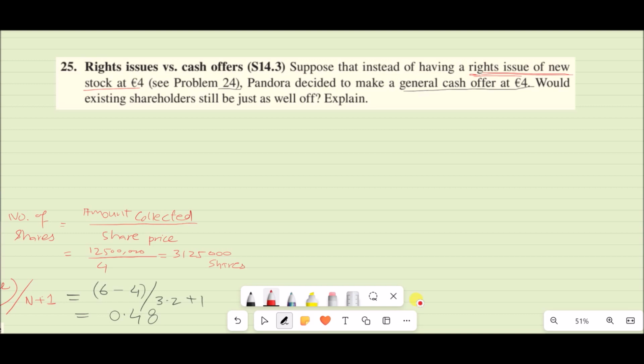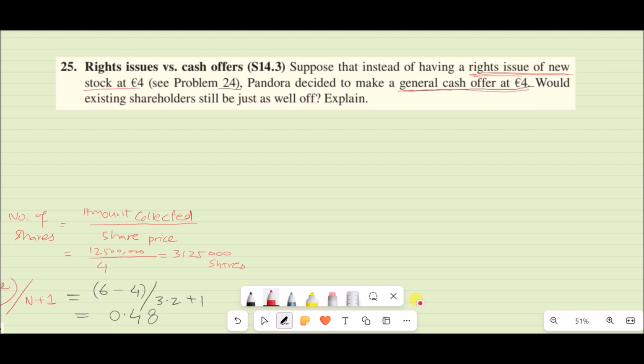or other parties. What is this general cash offer? A general cash offer is for everyone, for the general public. So we know from the previous examples that whenever we issue shares at a discount, the share price drops.